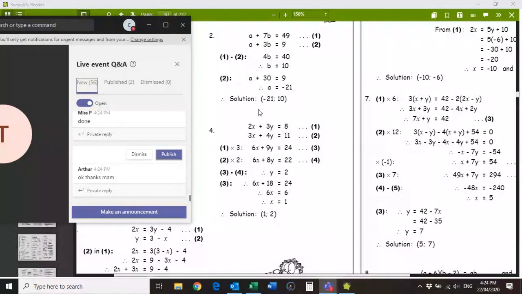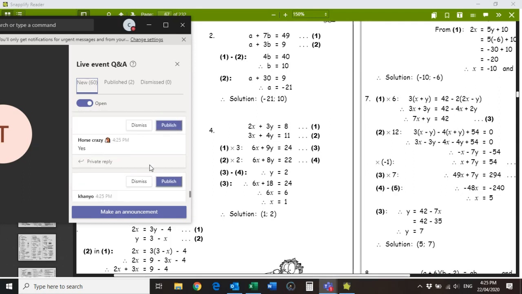Let's quickly look at our answer. We have 2x plus 3y is equal to 8 as our first equation. Our second equation is 3x plus 4y is equal to 11. Now, my first objective is to find the lowest common multiple, so that I can somehow subtract something, okay?